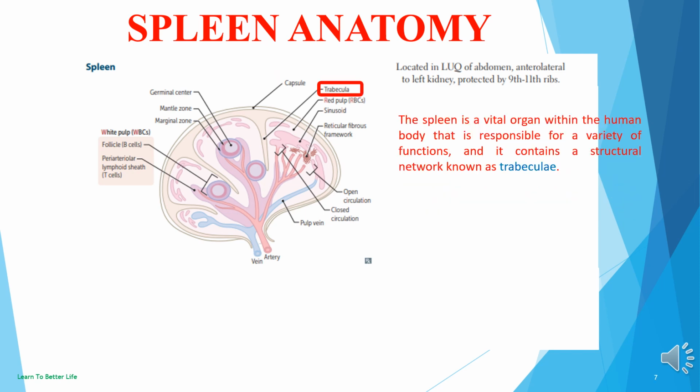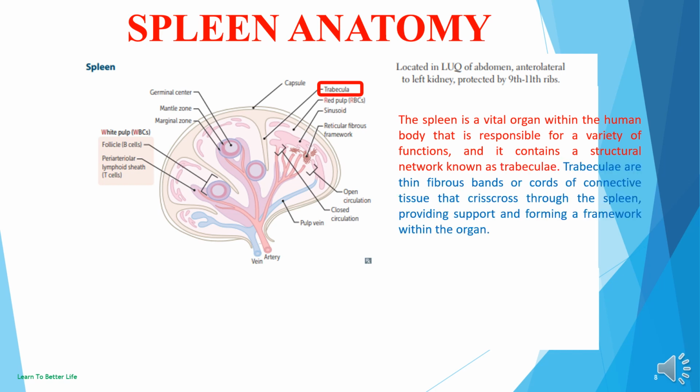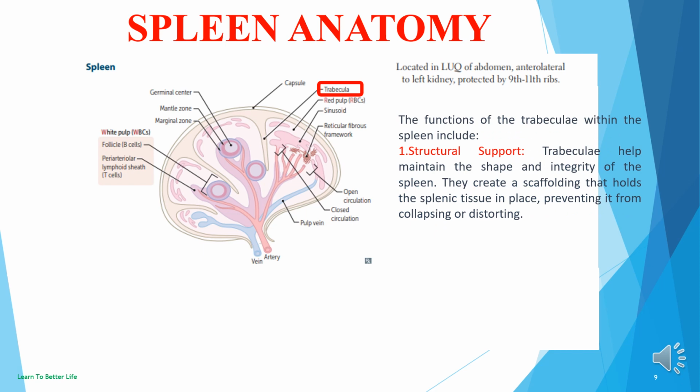Trabeculae. The spleen is a vital organ within the human body that is responsible for a variety of functions, and it contains a structural network known as trabeculae. Trabeculae are thin fibrous bands or cords of connective tissue that crisscross through the spleen, providing support and forming a framework within the organ. The functions of the trabeculae within the spleen include: 1. Structural support. Trabeculae help maintain the shape and integrity of the spleen. They create a scaffolding that holds the splenic tissue in place, preventing it from collapsing or distorting.